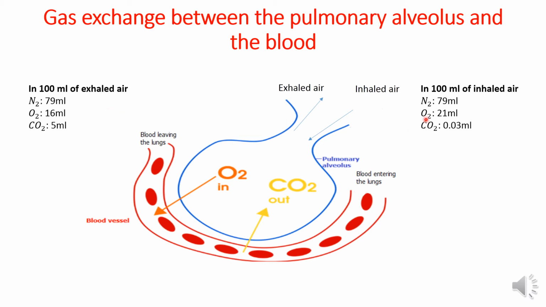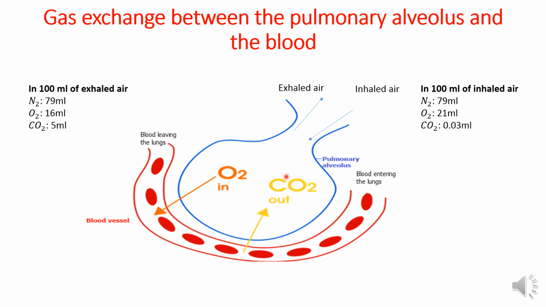While here, the volume of oxygen gas decreases, or the difference in the volume of oxygen gas between inhaled air and exhaled air is 21 minus 16.5 milliliter. So this volume of oxygen gas, the difference, is absorbed by the blood.